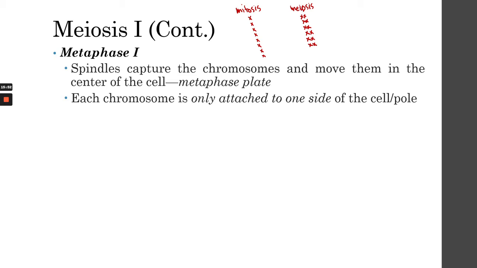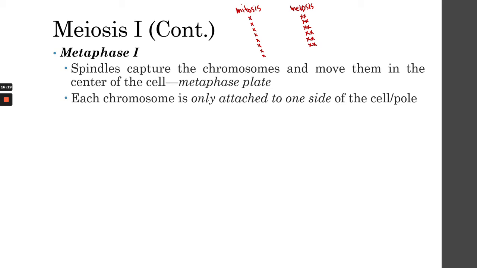So you have all the 46 individual chromosomes lining up in the metaphase plate in mitosis. But for meiosis, these are paired up, so you basically only have 23. Right now you have the 23 pairs lining up in meiosis. I hope that's kind of clear. That is very different in meiosis from mitosis.